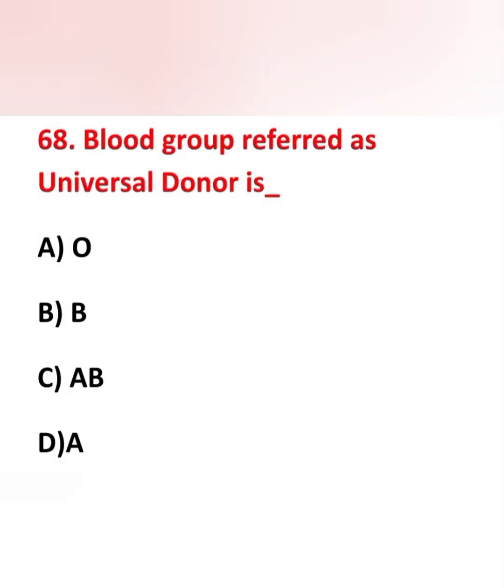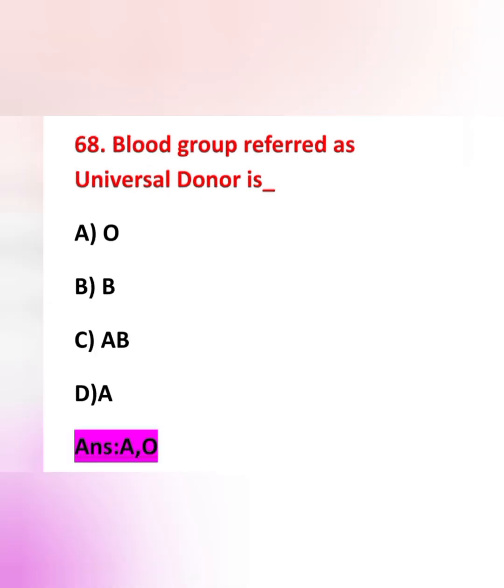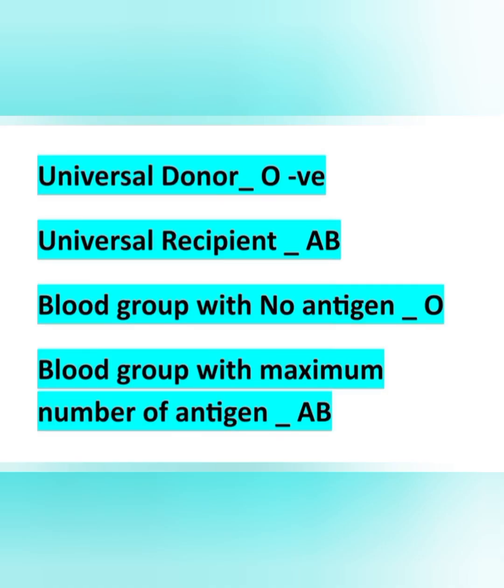And the question number 68. Blood group referred as universal donor is. And the options, option A group O, option B blood group B, option C blood group AB, option D blood group A. Our question is which is the universal donor blood group? Correct answer is among this option A is the correct answer, blood group O.